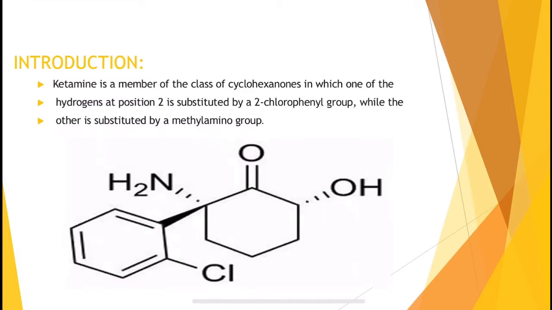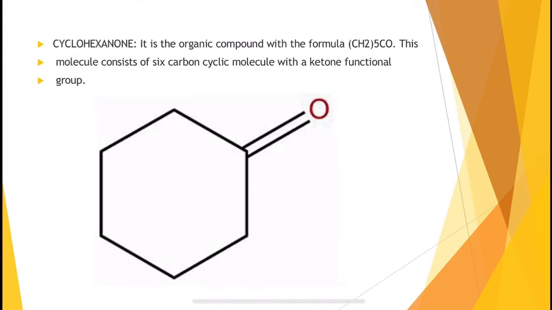Ketamine is a member of the class of cyclohexanones in which one of the hydrogens at position 2 is substituted by a 2-chlorophenyl group, while the other is substituted by a methylamine group. As the definition tells, it belongs to the class of cyclohexanones. So we should discuss what cyclohexanones are.